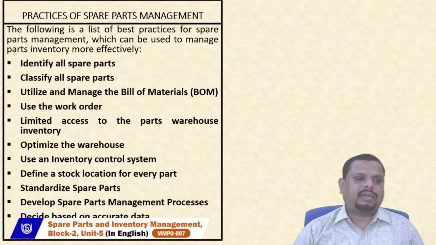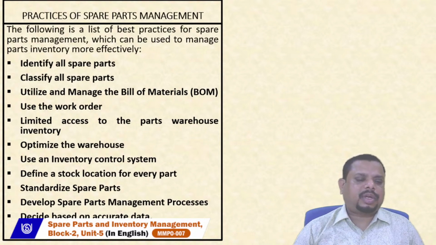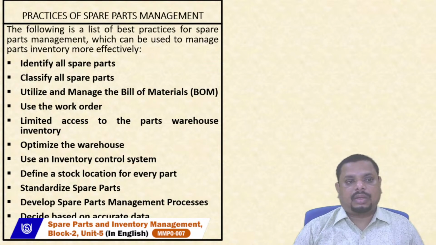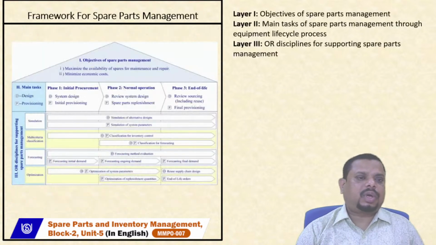I will just repeat: identify all the spare parts, classify all the spare parts, utilize and manage the bill of materials, use the work order, limit access to the parts warehouse inventories, optimize the warehouse, use inventory control systems, define stock location for every part, standardize spare parts, develop the spare parts management process, decide based on accurate data. So these are the best practices applied inside the organization for maintaining the optimum level of spare parts in maintenance management. Moving to the next one.